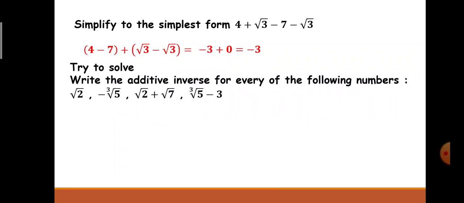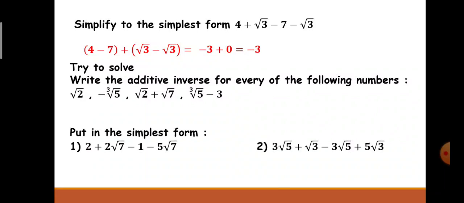Write the additive inverse of every one of the following numbers. Square root of 2 will be negative square root of 2. Negative cube root of 5 will be positive cube root of 5. Positive square root of 2 plus square root of 7 will be negative square root of 2 minus square root of 7. Cube root of 5 minus 3 will be negative cube root of 5 plus 3.